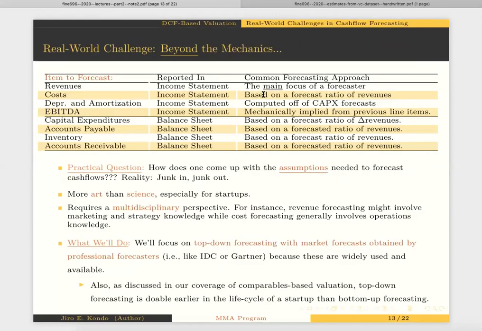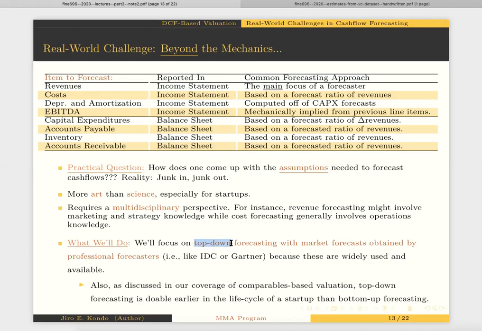So now what I want to do is talk about forecasting cash flows for a startup. And the way we're going to do this is we're going to break our cash flow forecasting exercise into two steps. The first thing we're going to do is focus on forecasting revenues for the startup. And we're going to focus on forecasting revenues using a top-down approach.